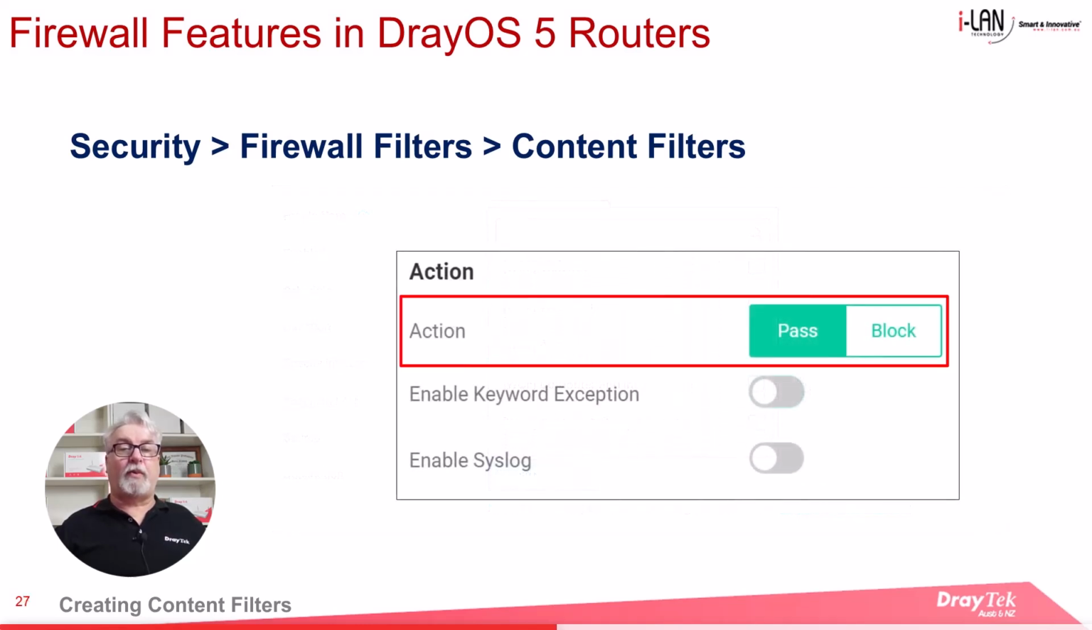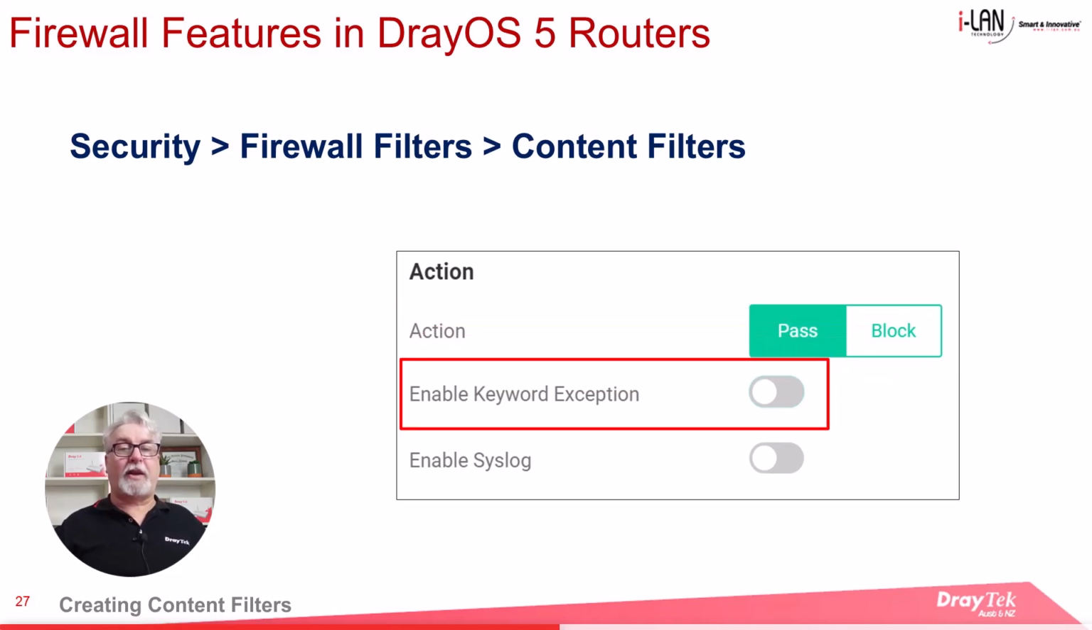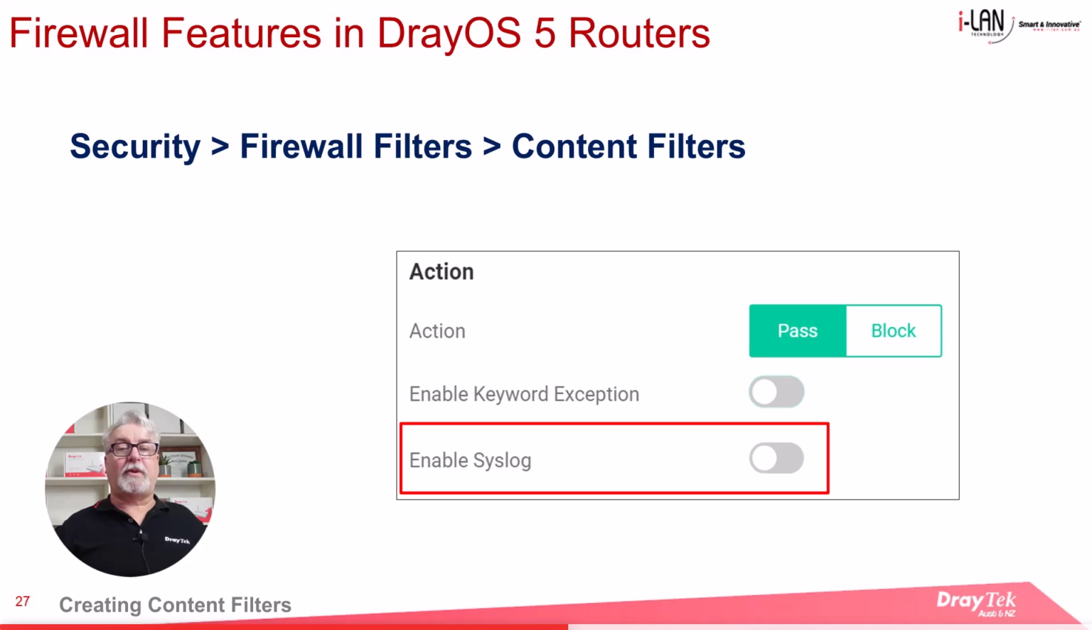Select the action to determine whether the filter will allow or block the packet. You can also enable a keyword exception, where the system will check the session against the selected keyword profiles. If the session matches the keyword filter profile, the system will reverse the action. Enabling syslog option will record the filter log into syslog.